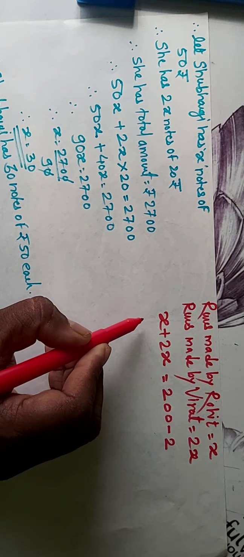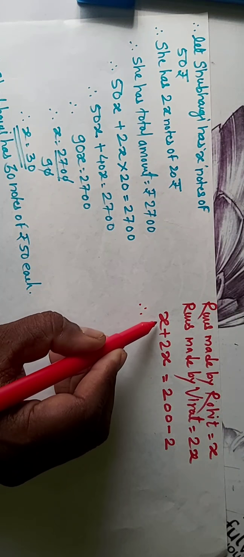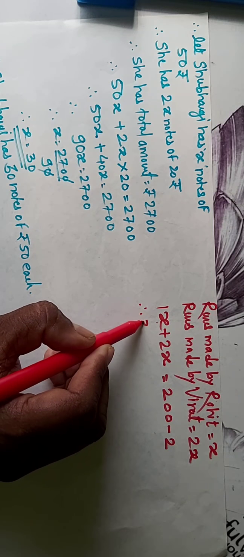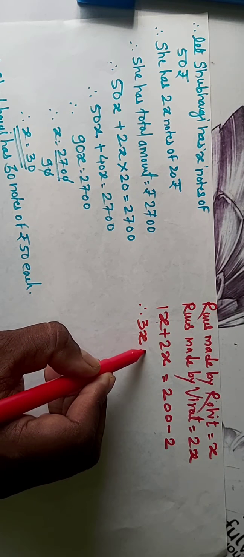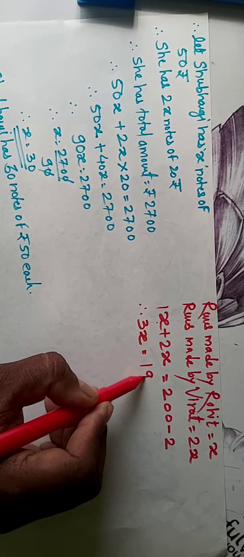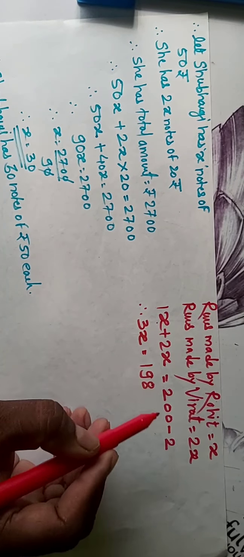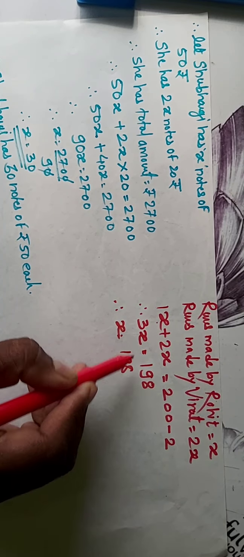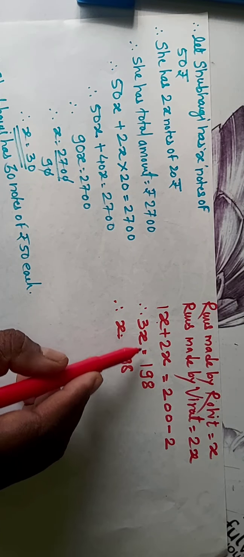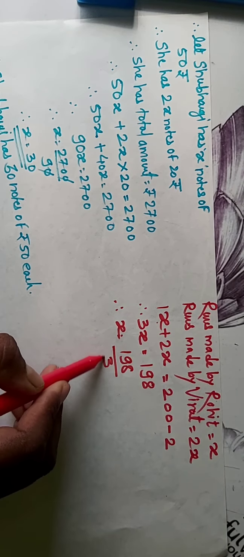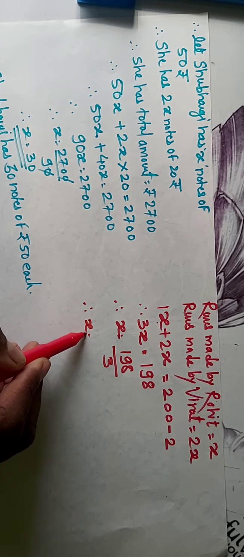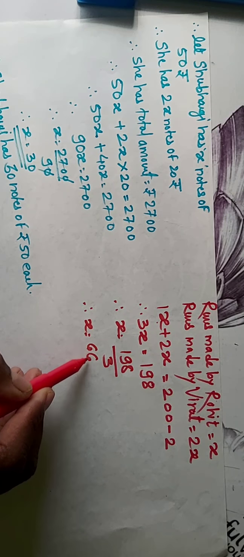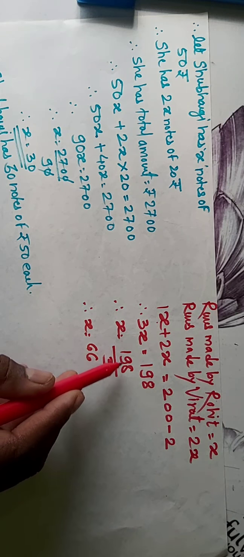Now, therefore, x plus 2x means here always 1, so it becomes 3x is equal to 198. 200 minus 2, 198. Therefore, x is equal to 198 divided by 3. This 3 is transposing here. Multiplication becomes division. Therefore, if you divide 198 by 3, then you will get 66. 3 6 18. Okay.